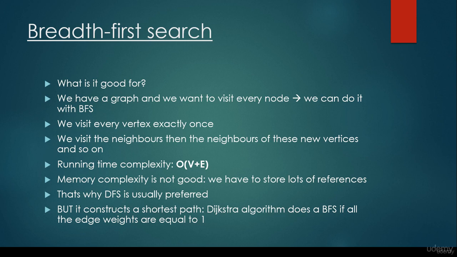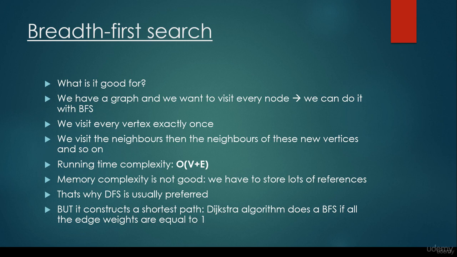The memory complexity is not that good because we have to store lots of references or pointers in a queue abstract data type. So that's why depth-first search or DFS is usually preferred. But it's very important that breadth-first search has several applications. For example, it yields a shortest path tree. So Dijkstra's shortest path algorithm does basically a breadth-first search if all the edge weights are equal to 1.